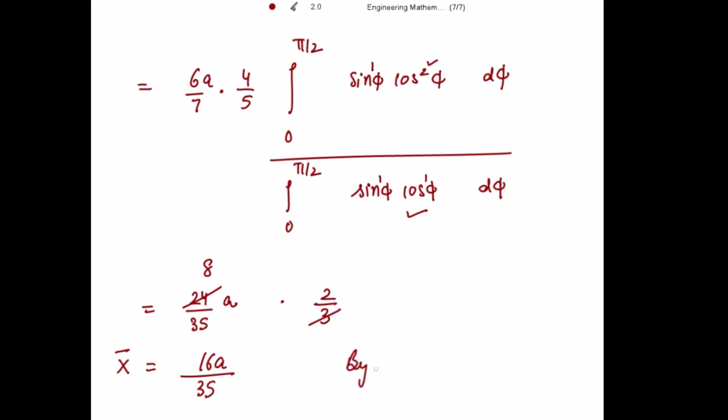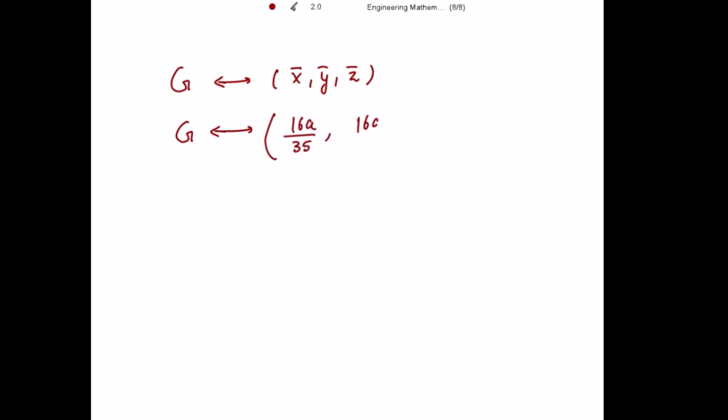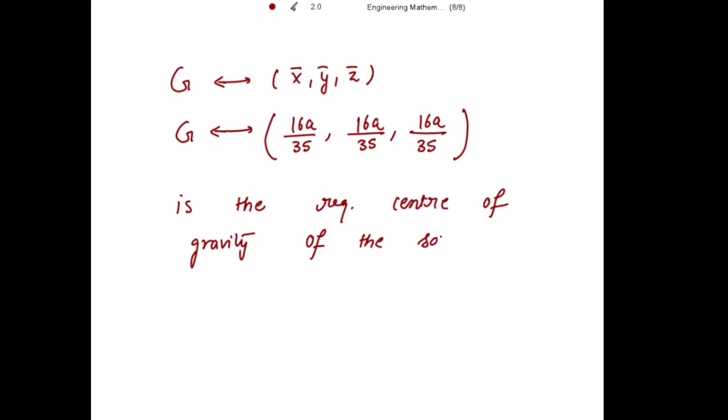And by symmetry we can get the value of y bar to be 16a divided by 35, and also z bar is 16a divided by 35. This is by symmetry. So the center of gravity, that is x bar, y bar, z bar, I'm putting the values over here. So we have 16a divided by 35, 16a divided by 35, and z bar is also 16a divided by 35 is the required center of gravity of the solid in the form of the sphere in the positive octant.